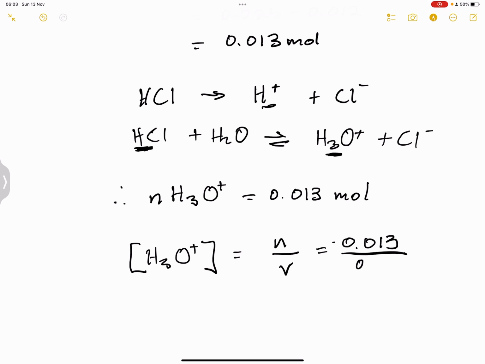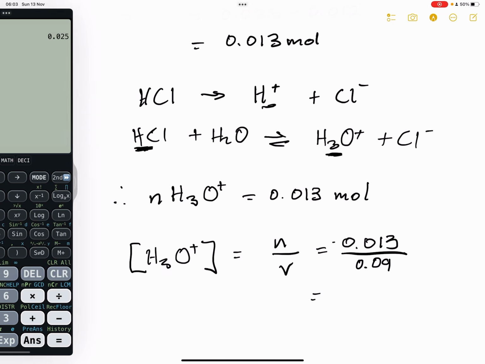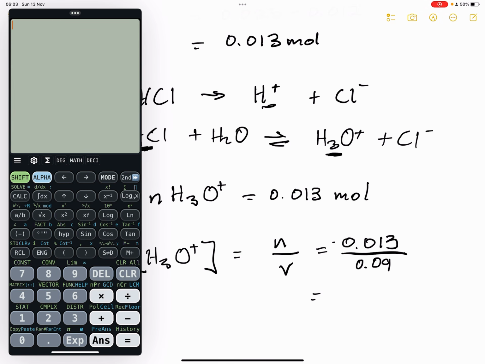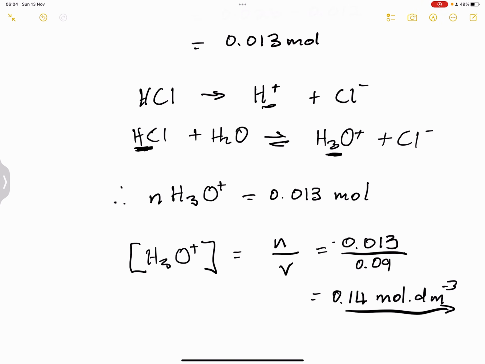So that would give us 0.09. Okay, so let's just quickly find out there. So that's 0.013 divided by 0.09. Okay, so I get a concentration of 0.14 moles per cubic decimeter. I hope I've got that one correct. Yeah, moles per cubic decimeter. Ladies and gents, and that is how the cookie crumbles.